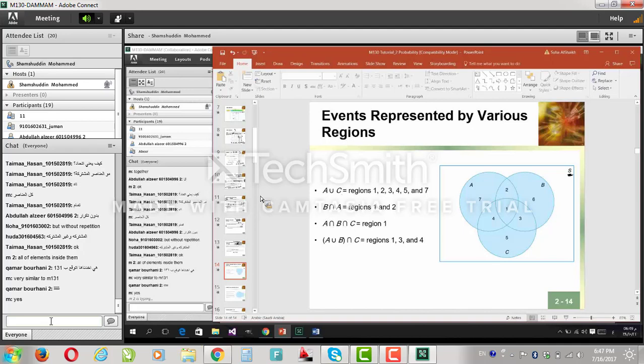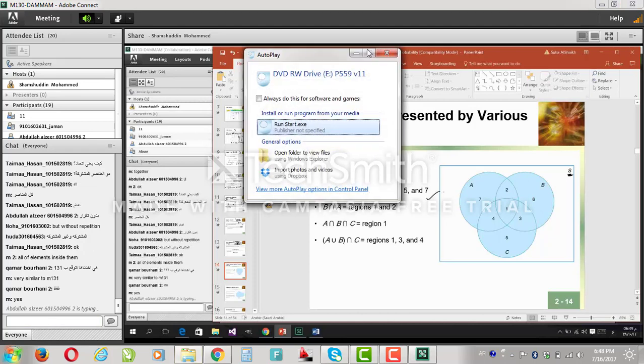Now the A union C, what's A union C? We just go back to looking at the slide with the examples that we have: examples 1, 2, 3, 4, 5, and 7. Is that clear to you?